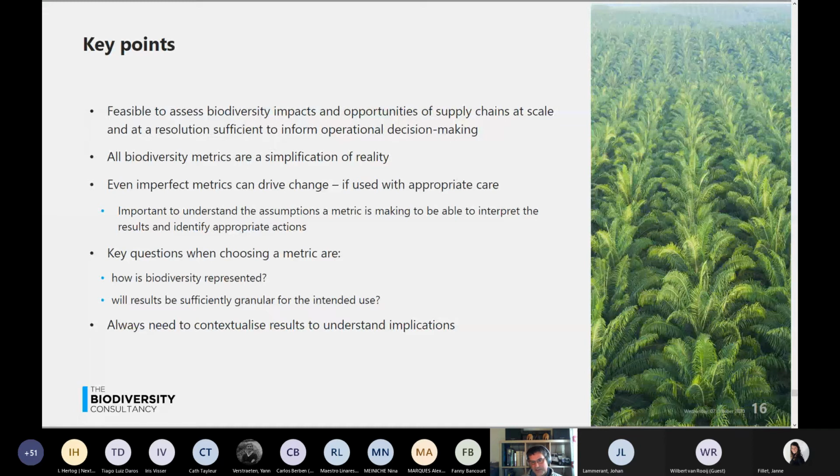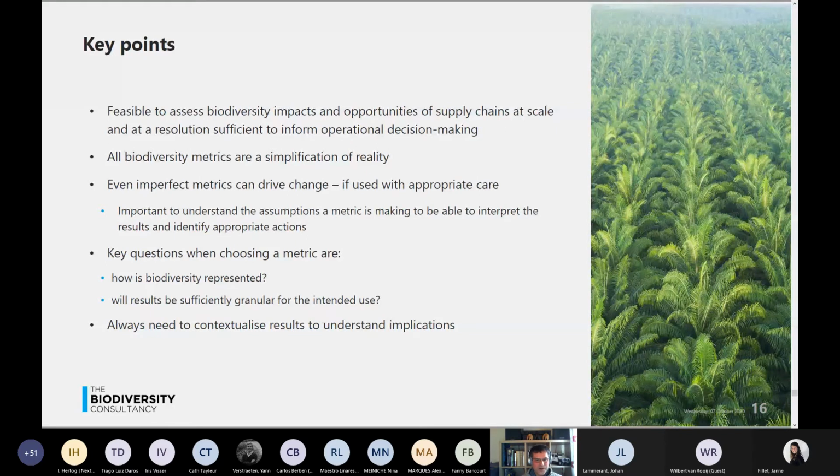So if you understand the assumptions that the metric is making, you can interpret the results and identify the appropriate actions. And when you're choosing a metric, two of the key things to think about are: how is it representing biodiversity, and is it capturing the elements of biodiversity that are important for what I want to use this for, and is it sufficiently granular for its intended use?